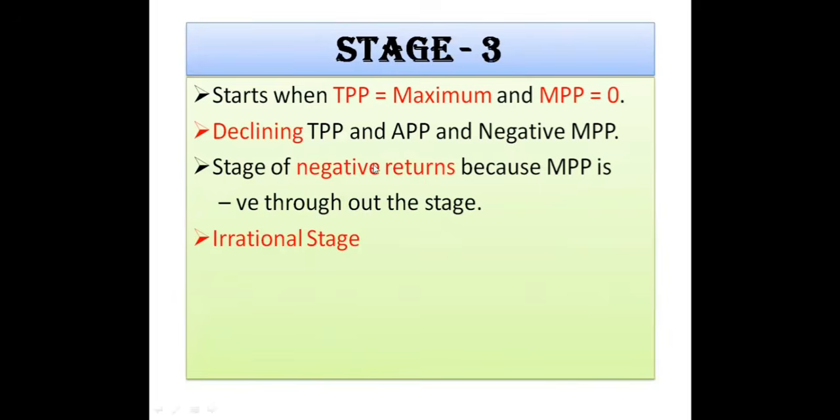Now coming to stage 3. Stage 3 starts when TPP is maximum and MPP is 0, right? That means TPP is declining, APP is declining and MPP is negative. So obviously it will be a negative return because TPP is declining, APP is declining and MPP is negative. So that is why the return is negative and it is an irrational stage. Do you think a producer will produce in a stage where marginal product, or change in product, is negative? No, that's why it is an irrational stage.